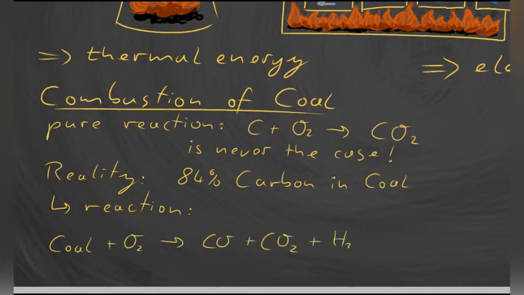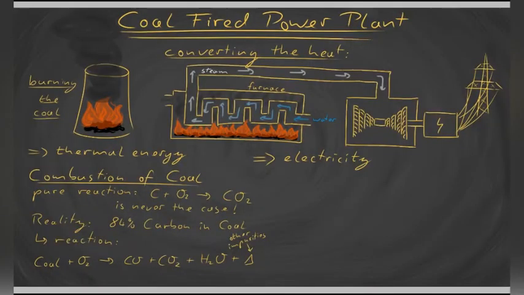Coal contains various other impurities, including oxygen, nitrogen, and most notably sulfur, which causes the release of sulfur dioxide that can cause acid rain, as mentioned in the previous video. So in reality, the combustion of coal reaction looks more like something showed on the screen, with carbon monoxide and often carbon as well, water and other impurities also formed, as well as just carbon dioxide.